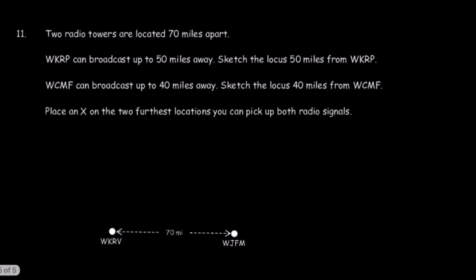And the last question here. 2 radio towers are located 70 miles apart. Okay, so there's one radio tower, there's the other, 70 miles apart. WKRP can broadcast up to 50 miles away. Looks like they forgot to change this. Let's do that right now. WKR, that should be a P, I believe. Can broadcast up to 50 miles away. Sketch the locus 50 miles from WKRP. So we'll do that first. We're basically forgetting about this other station and only focusing on that one.